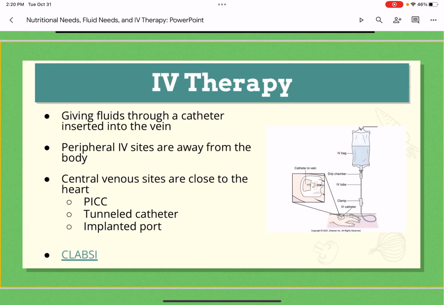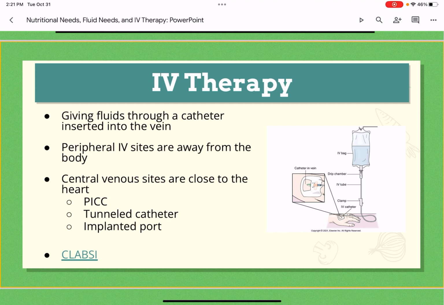IV therapy is giving fluids through a catheter inserted into the vein. Fluid flows directly into the bloodstream. IV therapy is ordered to provide fluids when they cannot be taken by mouth, to replace minerals and vitamins lost from illness, to provide sugar for energy, and to give medications and blood. Peripheral IV sites are away from the body. Central venous sites are close to the heart. For a central line, a catheter is inserted into a vein near the heart. Central lines are used for parenteral nutrition, to give large amounts of fluid, and for long-term IV therapy. RNs are responsible for IV therapy.